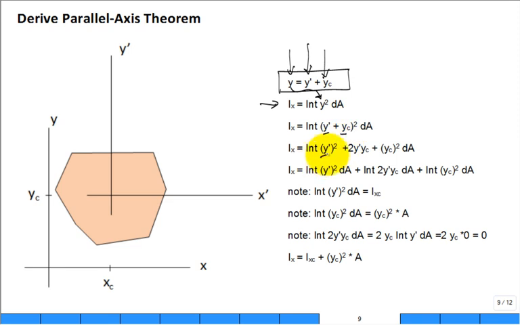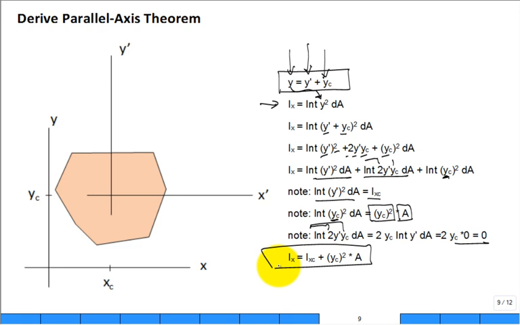I expand that, so I get y prime squared, 2 y prime yc, and y sub c squared. And then I have to remember which of those are constants that can come outside my integral, because I have 3 integrals. So the y sub c, isn't that a constant? Yeah, so the integral of y sub c squared dA is just y sub c squared times A, right? Then the next easiest one is the integral of y prime squared dA. That's just the definition of my centroidal I sub x. And then this term, the 2 y sub c comes outside the integral, and we have the integral of y prime dA. That has to be 0 because y sub c was the centroid. Hence, just by substitution and good math, you get the parallel axis theorem. And I knew I should have gone faster.